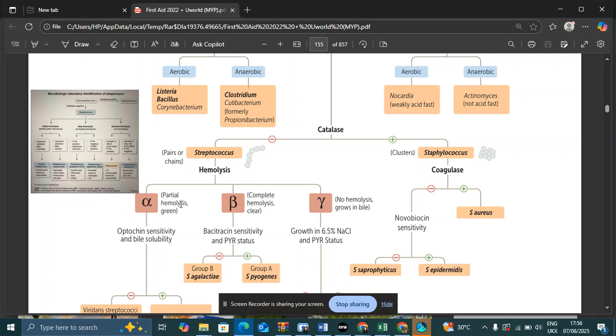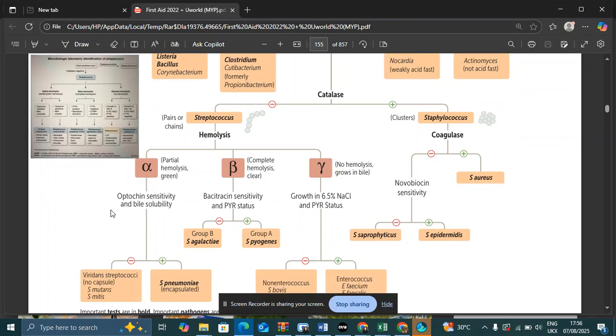So we'll talk about the examples of alpha, beta, and gamma hemolytic bacteria. Alpha hemolytic bacteria are further divided on the basis of optochin sensitivity and bile solubility. Those bacteria which are optochin sensitive and bile soluble, their example is Streptococcus pneumoniae. They are usually encapsulated. Alpha hemolytic bacteria which are optochin insensitive and bile insoluble are viridans streptococci. They usually have no capsules. Examples are Streptococcus mutans and Streptococcus mitis.